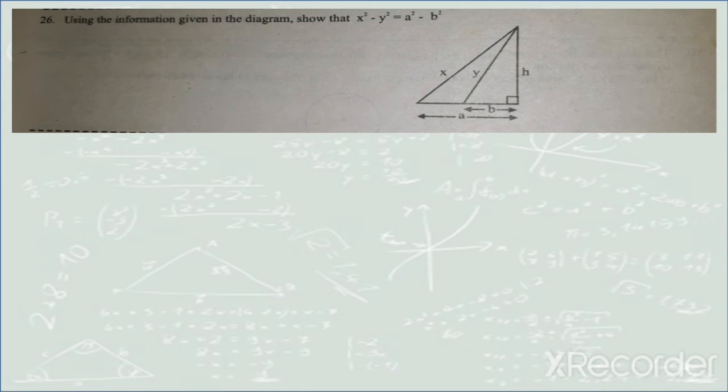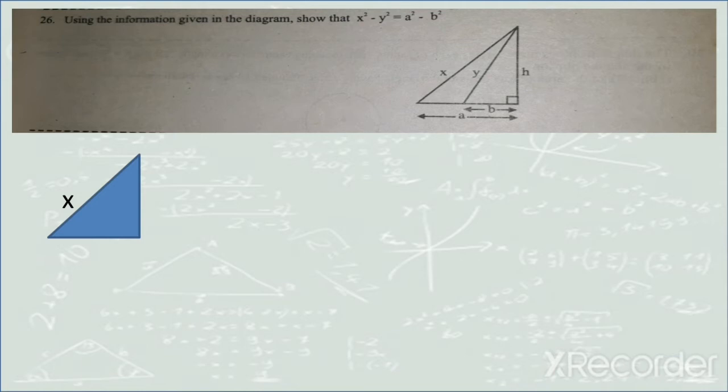In this question, using the information given in the diagram, show that x squared minus y squared equals a squared minus b squared. There is nothing to worry about, but you have to do something here. You have to identify the right angle triangles. If you are able to identify the right angle triangles, then you can put those values into the Pythagorean relation. So it's better if you can draw a right angle triangle with the necessary details.